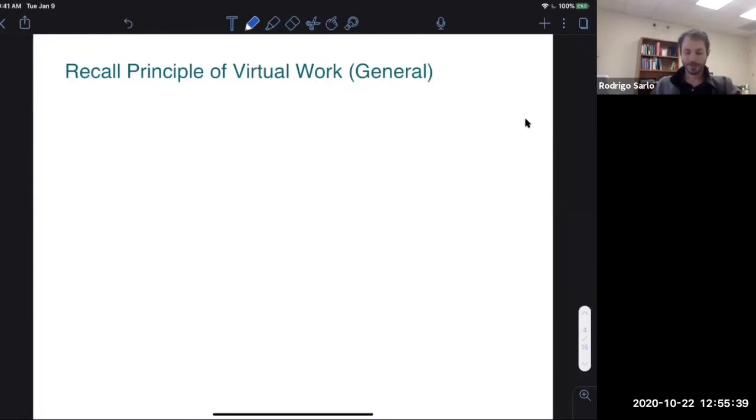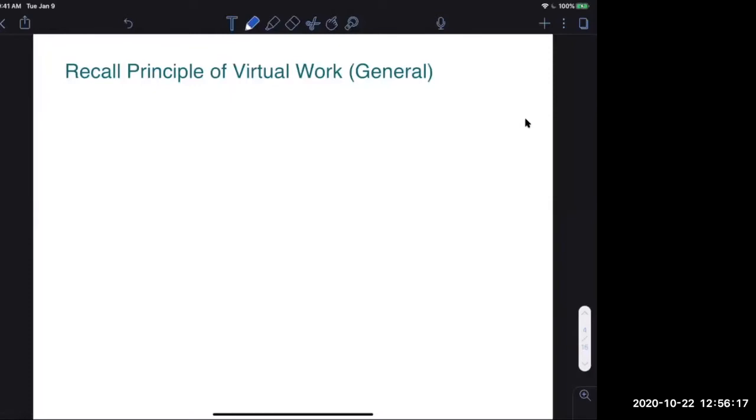So now we've ignored shear out of our minds, so we'll focus on bending now. So who can restate the principle of virtual work in the most general terms possible, not related to trusses, just in the most general terms possible? It's an equation, right? Anybody want to take over my screen and annotate?